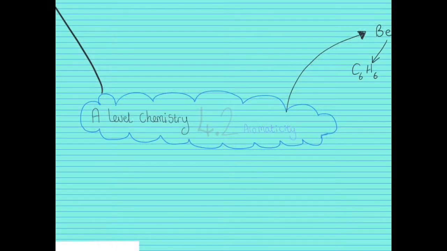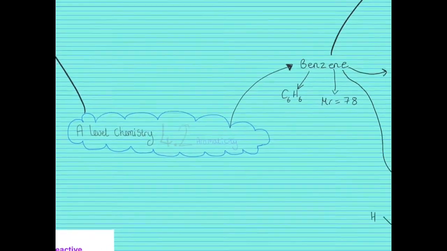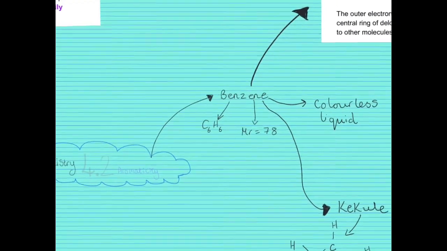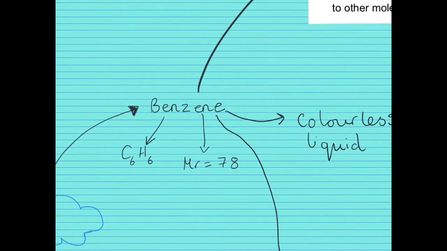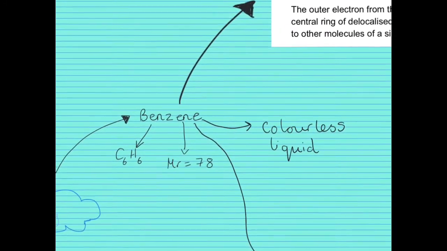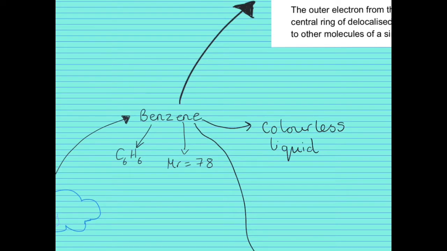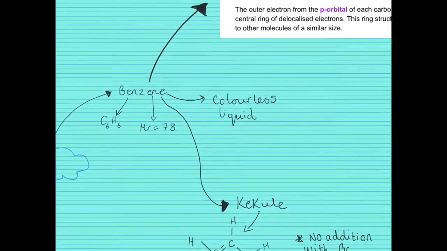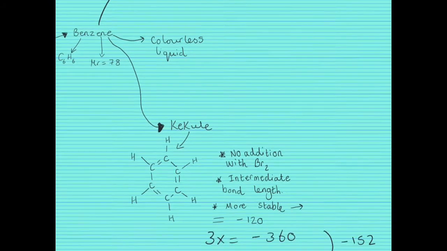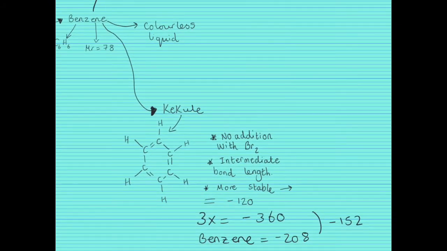This is A-level chemistry 4.2, and this is looking at benzene and other compounds that contain benzene rings. So benzene is a molecule, a colourless liquid that was discovered in the 1800s, and it's got a C6H6 structure, and it's got an MR of 78. It's used in flammable liquids. I couldn't remember the word then.